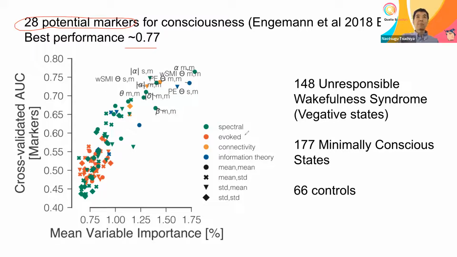They looked at spectral features, evoked features, connectivity, information theory, and things like that, and tested them on 177 minimally conscious people, 66 controls, and 148 unresponsive patients. So this is a very large-scale study, and we have this as a sort of state-of-the-art discrimination.